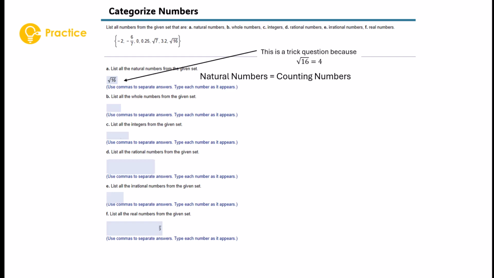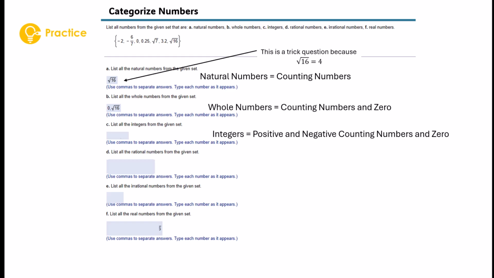B, list all the whole numbers from the given set. A whole number is a counting number and 0. That means we have 0 and the square root of 16, because the square root of 16 is 4. C, list all the integers from the given set. Integers are the positive and negative counting numbers and 0. -2, 0, the square root of 16.